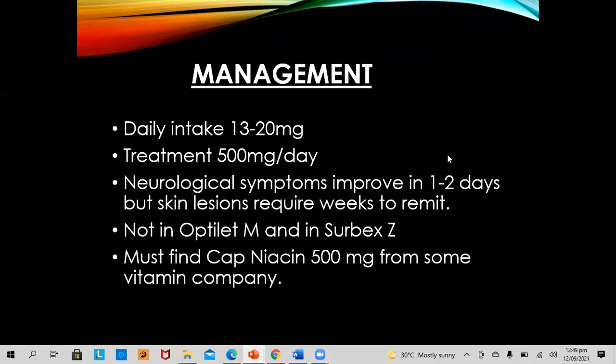Management: your daily recommended intake of niacin is 13 to 20 milligrams a day, and treatment is by 500 milligrams daily. Neurological symptoms improve in 1 to 2 days, but skin lesions require weeks to remit. 500 milligrams of niacin is not present in any multivitamin. So you have to find a capsule that contains 500 milligrams of niacin from some vitamin company.